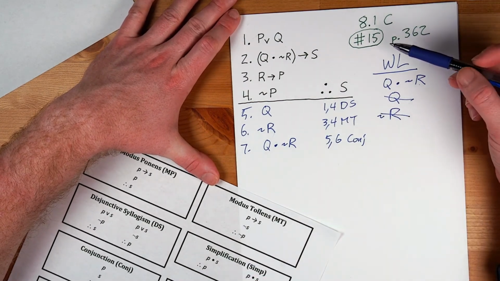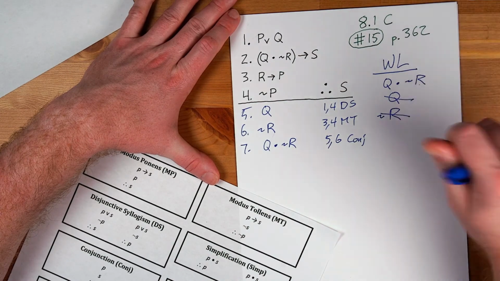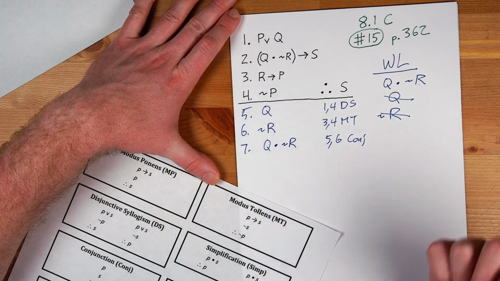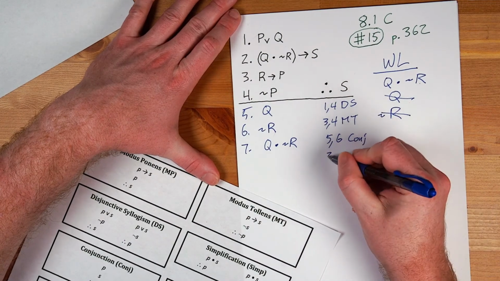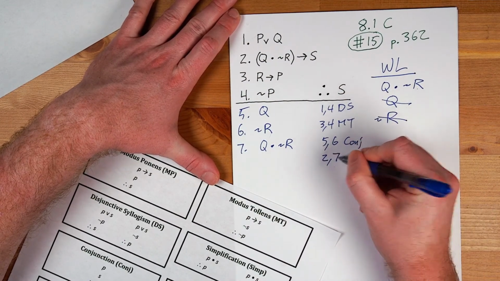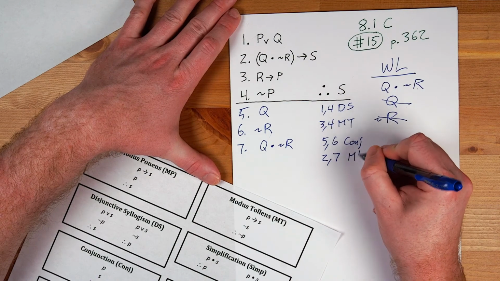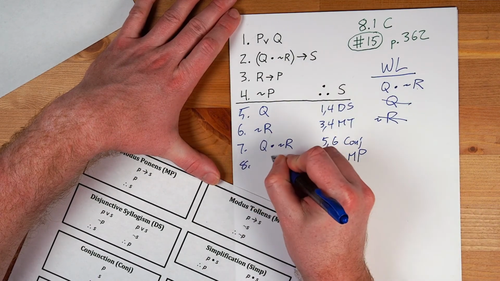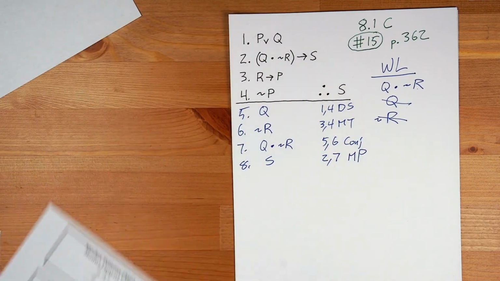And now we have what we needed to do with 2. So now we have the left side of 2, and so we can use 2 with our new line 7, modus ponens, and that's going to give us our S. And that is it. Awesome.